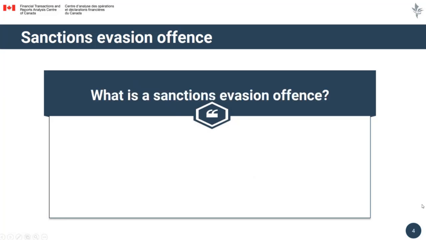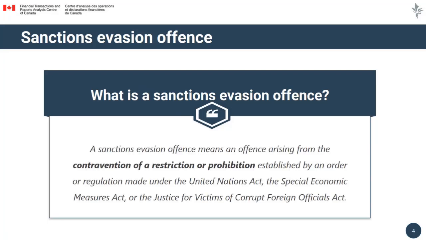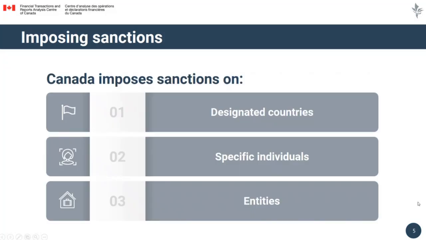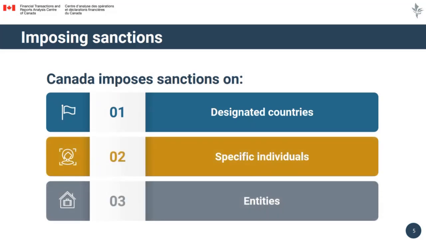So in terms of Canada's sanctions regime, a sanctions evasion offense means an offense arising from the contravention of a restriction or prohibition established by an order or regulation made under the United Nations Act, the Special Economic Measures Act, or the Justice for Victims of Corrupt Foreign Officials Act. Like many other countries, Canada imposes sanctions on designated countries, specific individuals, and entities. Sanctions have become an increasingly important element in Canada's foreign policy toolkit and play a crucial role in helping maintain and restore international peace and security, combating corruption, and promoting respect for human rights.